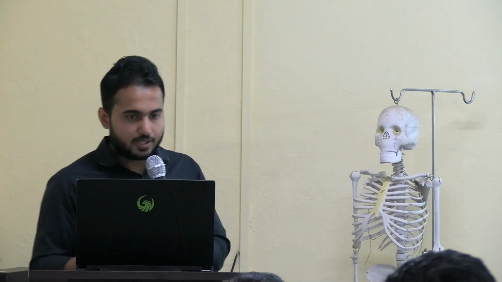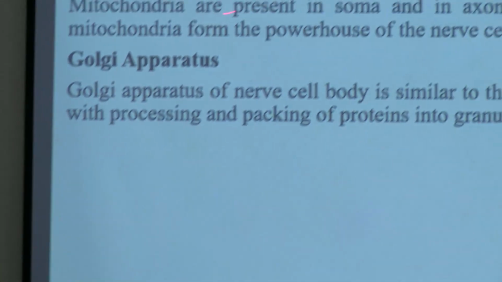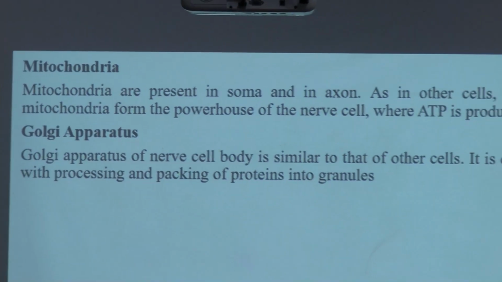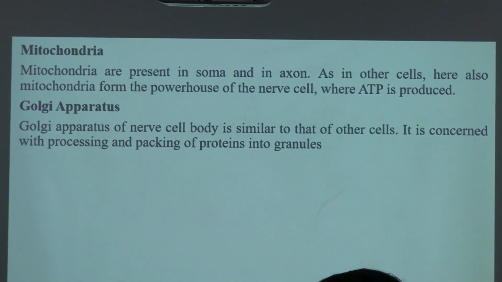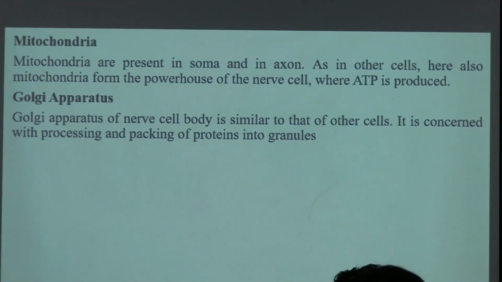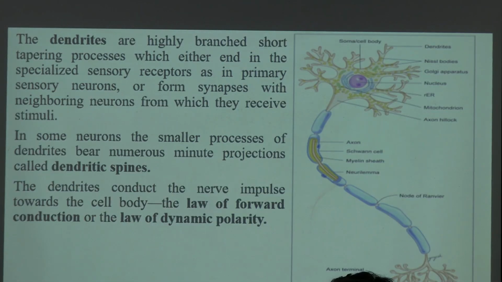Next, as usual, we have mitochondria and the Golgi apparatus. The mitochondria and Golgi apparatus have the same function as in normal cells. The functions of mitochondria and Golgi apparatus in normal cells are the same in the case of neurons.